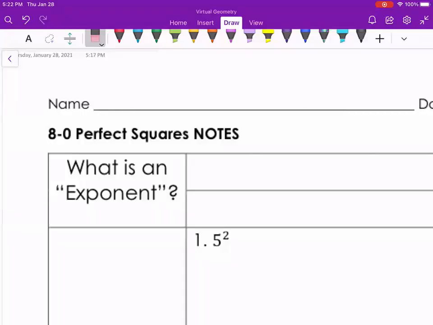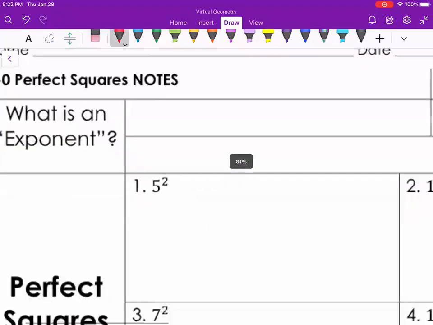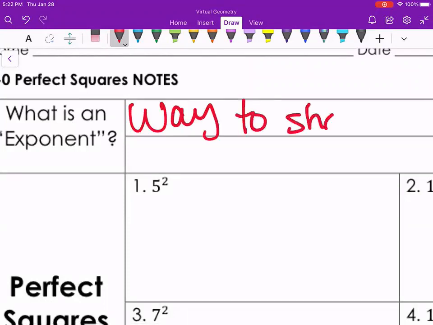All right, hi guys. We're looking at our next topic, which is about perfect squares and perfect square roots. So let's talk for a second. When we're looking at perfect squares, we need to know what is an exponent. So specifically, what is an exponent? That is a way to show repeated multiplication.